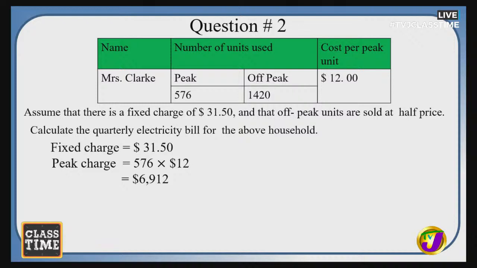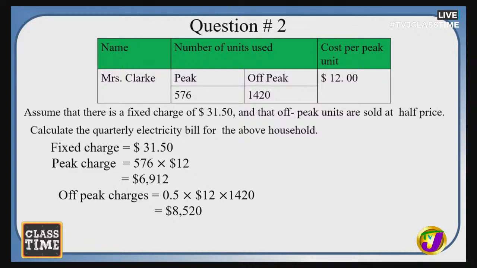And you said we'd have to go to the off-peak. The STEM gave us the information that off-peak is sold at half price. So if the peak is $12, then the off-peak would be $6. And we can do all the calculation in one step. It would be half of 12 multiplied by 1,420, which will give us the product of 8,520.